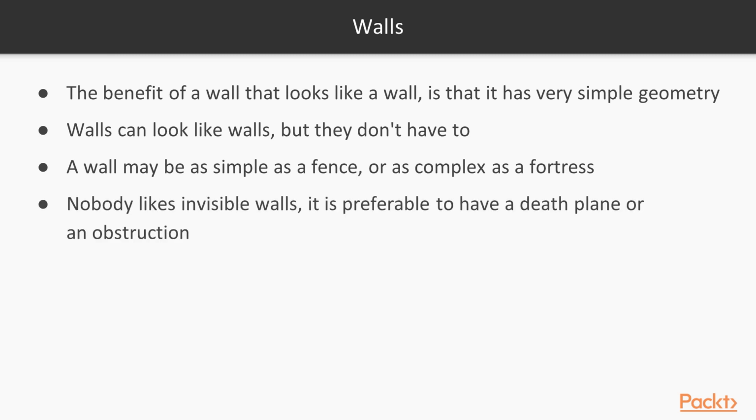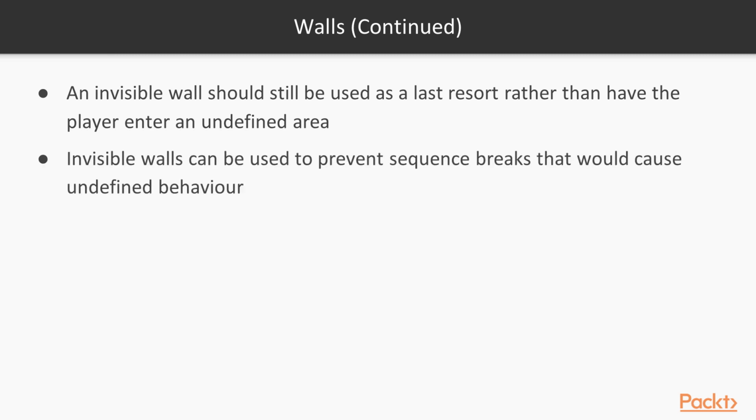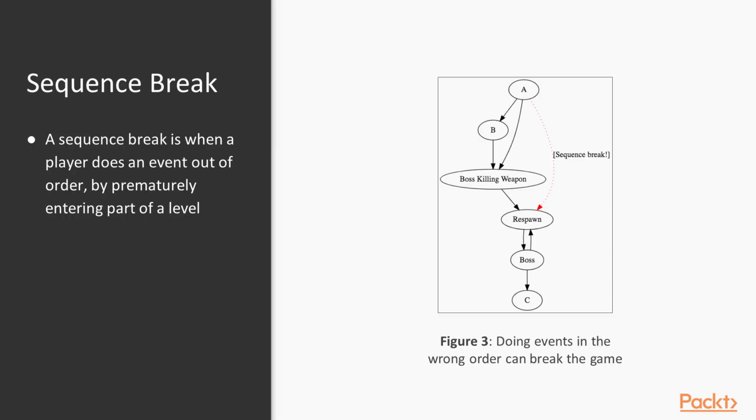To prevent the player from going where they shouldn't, we often use an invisible wall. An invisible wall is a large collision volume that prevents the player from progressing. Invisible walls are necessary but universally despised by game players. An invisible wall should only be used as a last resort to prevent what is called a sequence break. A sequence break is when the player enters a trigger volume that sets a progress flag prematurely. Some sequence breaks can be game-breaking.